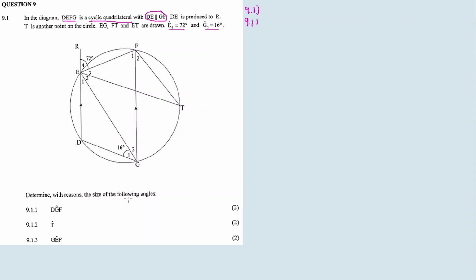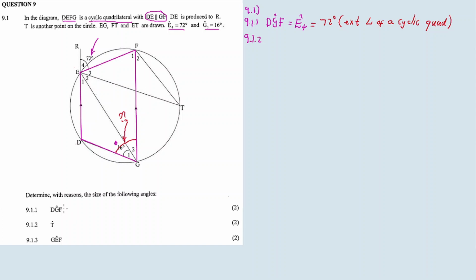9.1.1 Determine with reasons the size of the following angles. We want angle DGF. I'm given this angle, 16 degrees, right? And we are told this shape is a cyclic quadrilateral. So in order to find DGF, we use the theorem: an external angle of a cyclic quad is equal to the interior opposite angle. So DGF is equal to E4. They are both equal to 72 degrees. Reason: external angle of a cyclic quad. Okay, this one was straightforward.